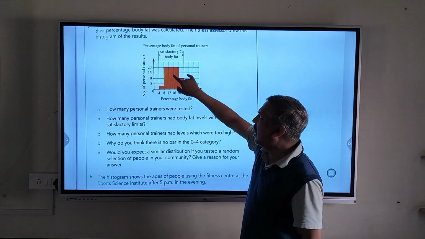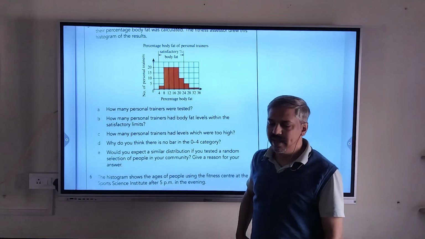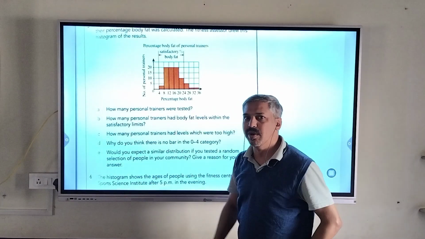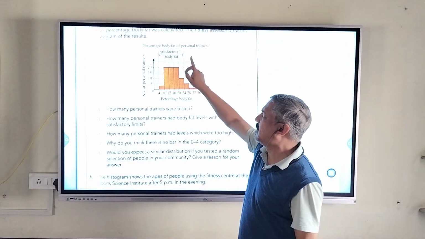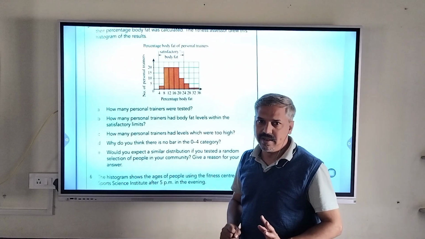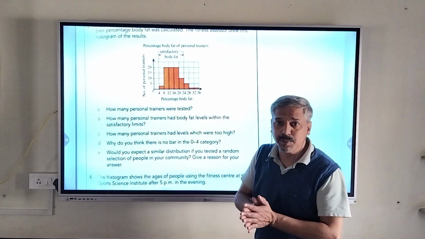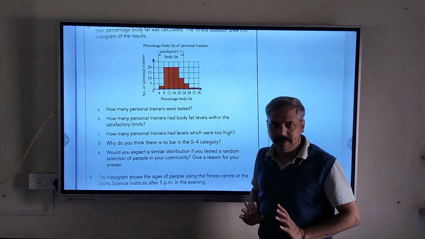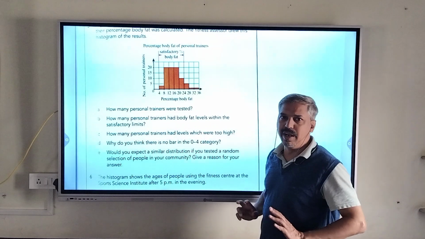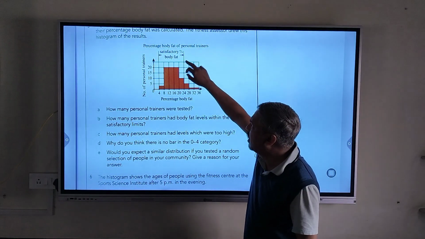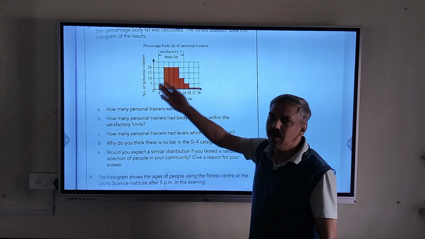73 out of 80 have satisfactory body fat. In a normal situation, if you are not talking about trainers but anybody in this world, this might be absolutely opposite. 73 out of 80 might have far too much body fat. I'm just guessing, I'm not casting aspersions, but I don't expect the same kind of distribution. It will be different, surely different. There will be at least a few more people in the category where body fat is beyond the satisfactory level.